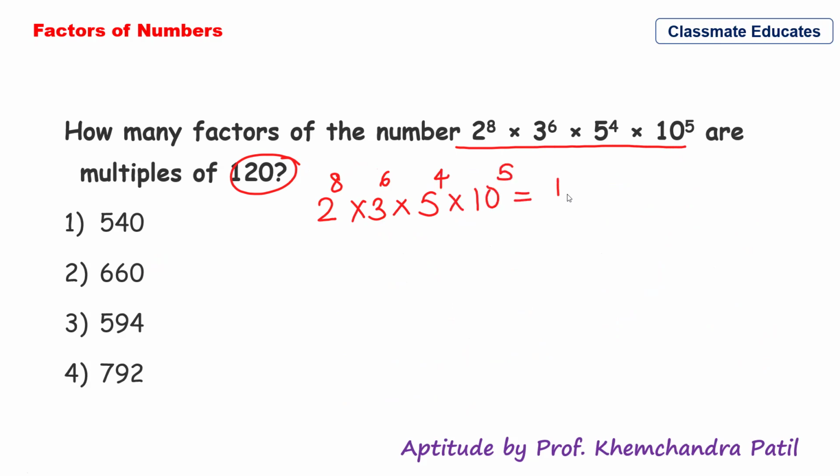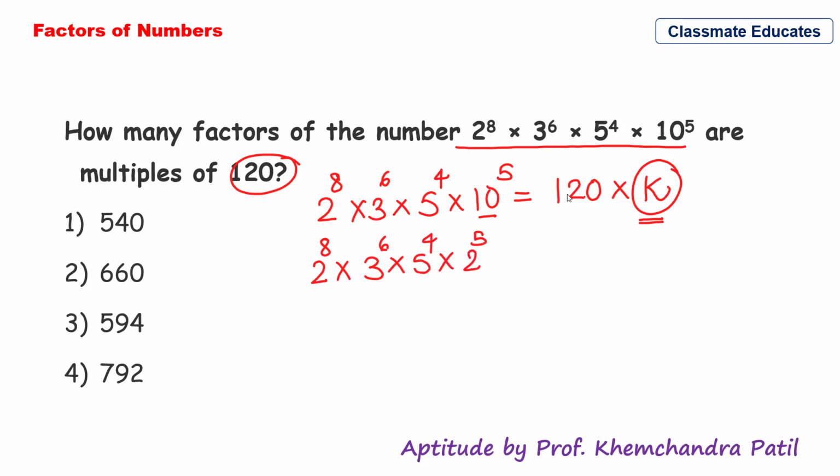This is equal to how many multiples of 120? How many multiples of 120? So we have to find this value of k in terms of the prime factors form. Okay, so first let's club them. If I split 10 and write, that will be 2 raised to 8 into 3 raised to 6 multiplied by 5 raised to 4 multiplied by 2 raised to 5 into 5 raised to 5. Because 10 is nothing but 2 into 5.